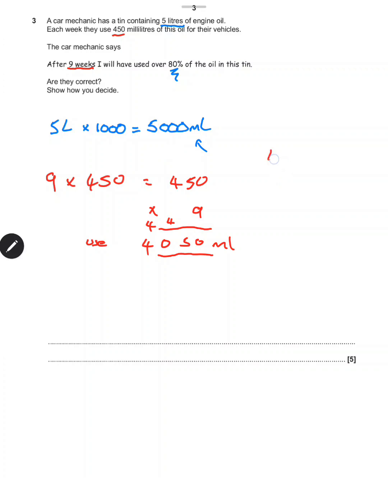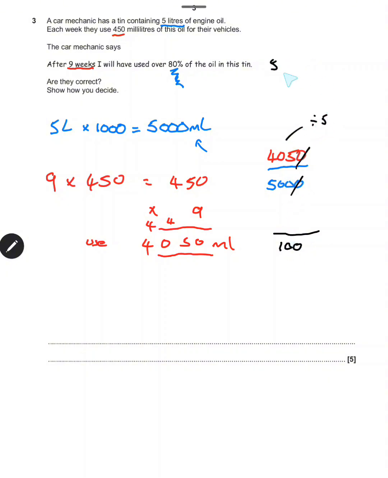So let's write that as a fraction. 4,050 out of 5,000. And what we need to do now is just see whether this is over 80% or not. So we need to turn this fraction into a percentage. Well, firstly, we can divide top and bottom by 10. So we've got 405 out of 500. If I can get this to out of 100, I'm golden, because that's my percentage. So to get 500 to 100, I'm dividing by 5. I need to divide that by 5.